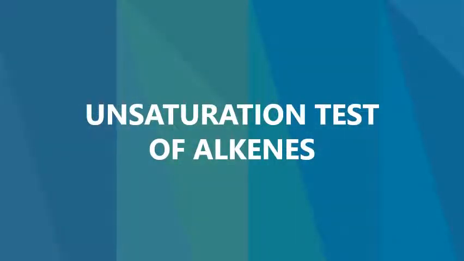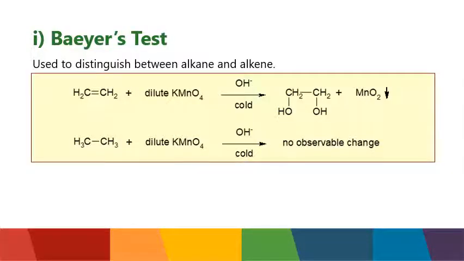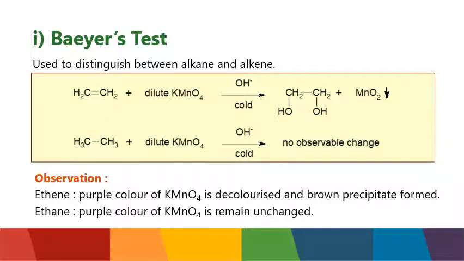Now, let's discuss the unsaturation test of alkenes. The unsaturation test is used to distinguish between alkanes and alkenes. For example, the Baeyer test. The Baeyer test uses a cold dilute potassium permanganate in the presence of alkaline solution. From this test, we can observe that the alkenes decolorize the purple color of the potassium permanganate and give a brown precipitate, while in alkanes, the purple color of potassium permanganate remains unchanged.